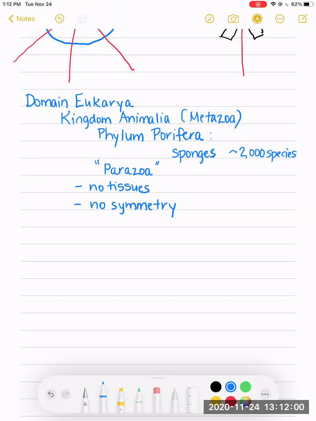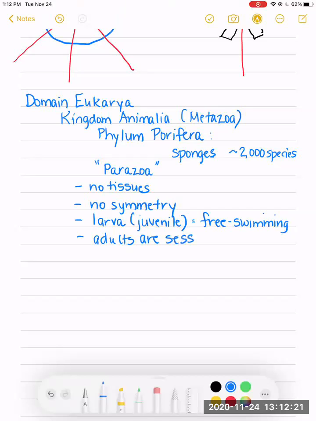They have larvae that are the juvenile form of the sponge that are free swimming. So they do have locomotion, but the adults, for the most part, do not move. They're what's called sessile. That means not moving. And you'll see this term with some other organisms that we talk about. So that's an important term to know.